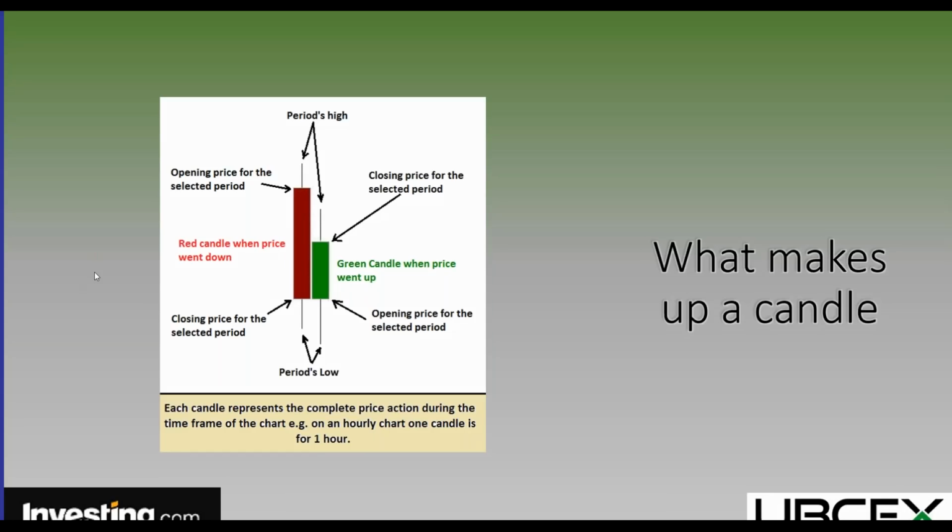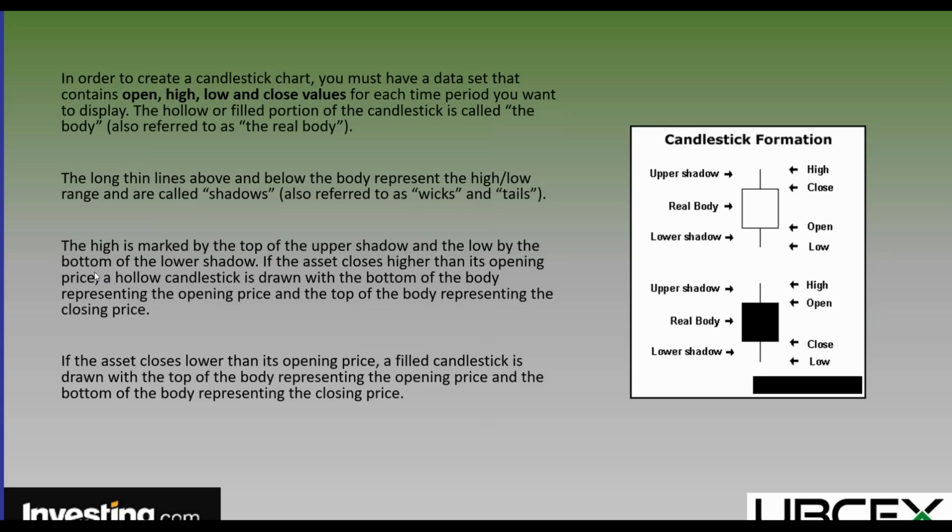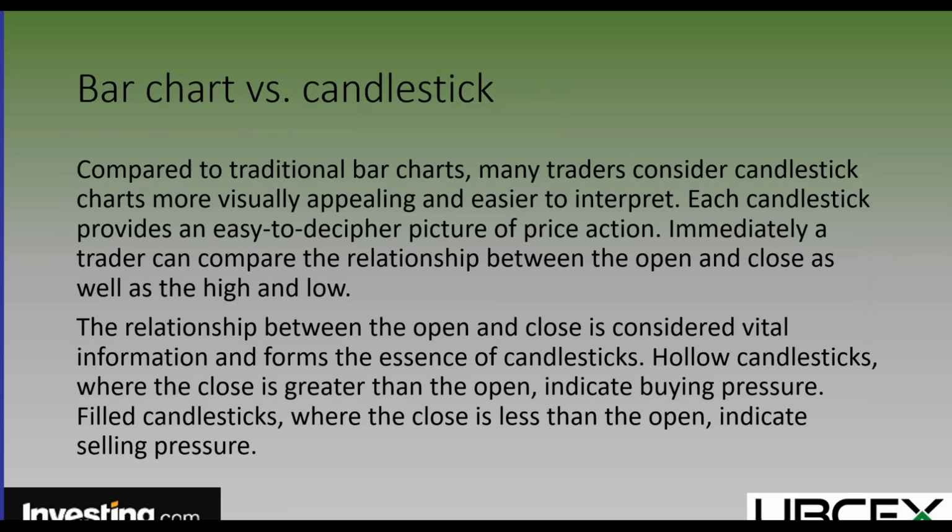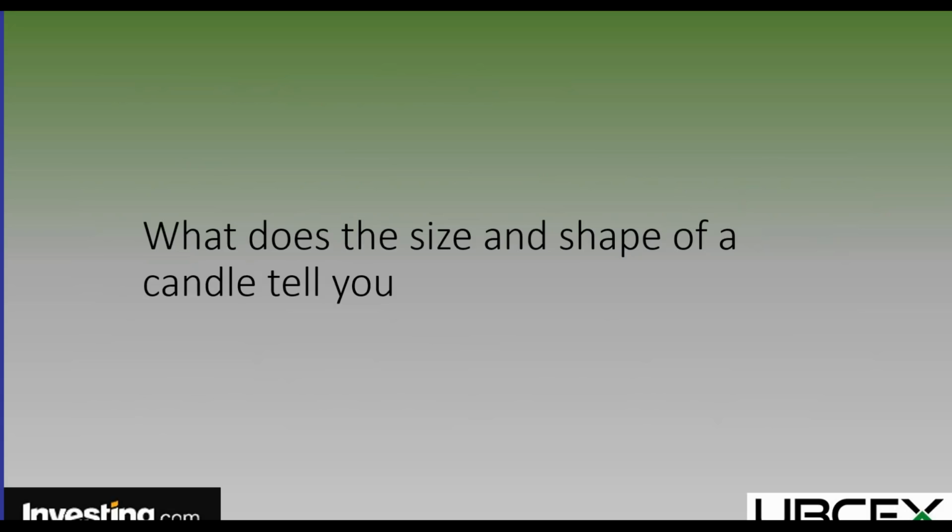It's not about how much red and green you're seeing. We're more concerned with the upper shadow or upper wick, the lower wick, and the size of what's called the body. Now, candlesticks are very much like bar charts. You're using 4 pieces of information: the open, the high, the low, and the close. So what does the size and the shape of the candle tell you?